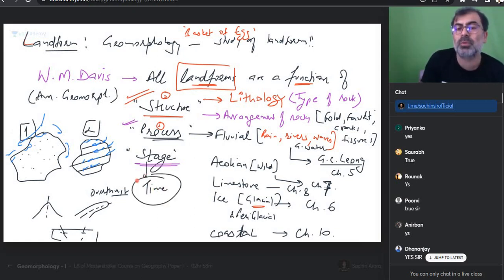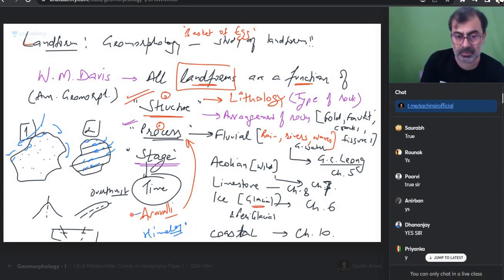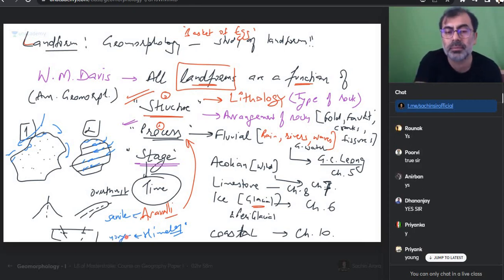So is time also responsible? Say for example, Aravali is a fold mountain. Yes or no? So what is the process? Fold mountain. Same as Himalaya. Himalaya is also a fold mountain. Same process. Yes or no? But Himalaya is high and mighty, and Aravali is old, denuded, relict, eroded. Yes or no? Why? Stage, sir. This is senile, this has become old. And this one has become young. Is everyone okay?